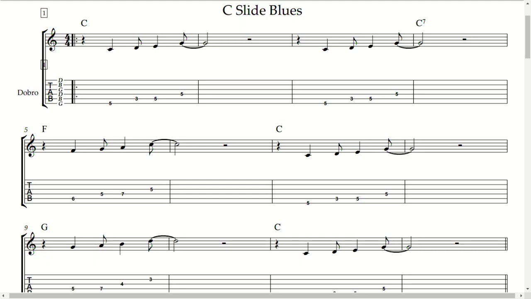1, 2, 3, 4. 2, 3, 4. 1, 2, 3, and. Next scale. 3, 4. 1, 2, 3, and. 2, 3, 4. 1, 2, 3, and. Finally, G. 2, 3, 4. 1, 2. Okay.